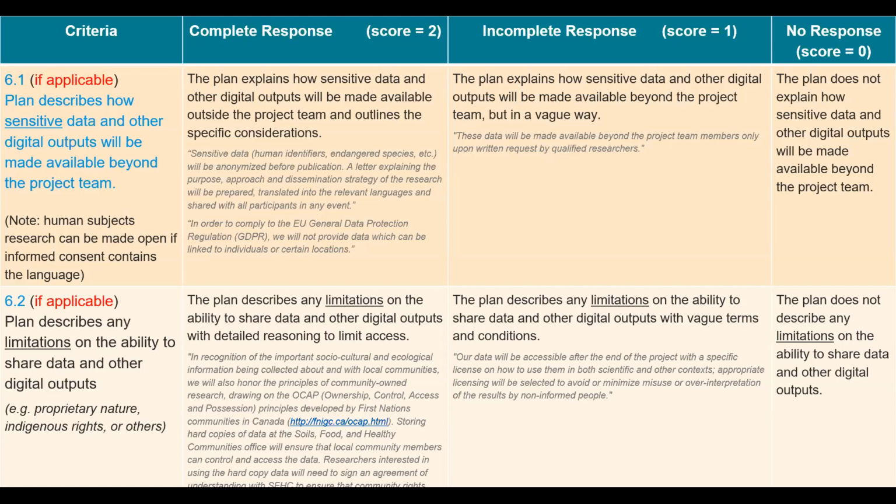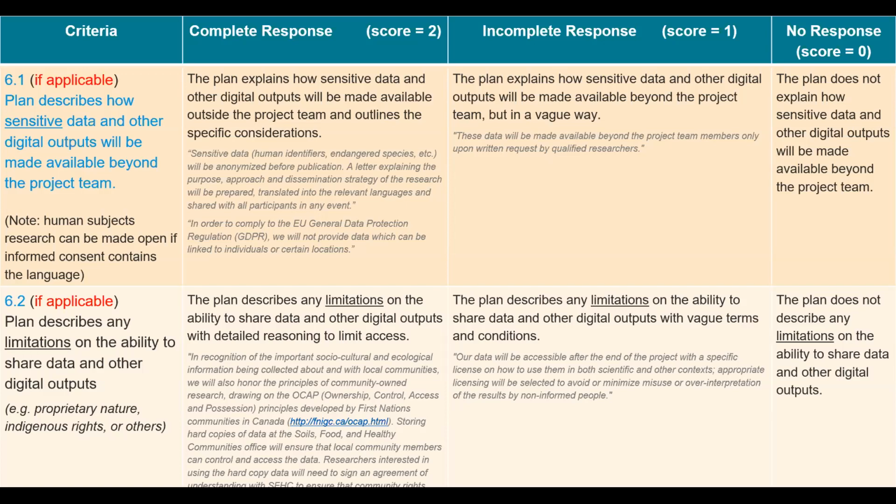So this is something to put into your plan for good research, knowing that a DDOMP is required of Belmont Forum funded projects and that data should be as open as possible. It's not impossible to put that into your research plan so the data can be shared at the end of the project. Criteria 6.2, if applicable: the plan describes any limitations on the ability to share data and other digital outputs. Obviously, there are indigenous rights and the proprietary nature of some data, so there are some limitations. We're trying to be as open as possible and know that some limitations to access still exist.